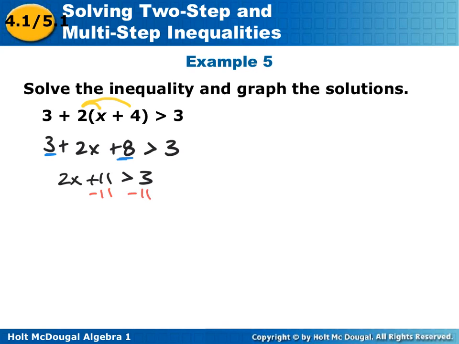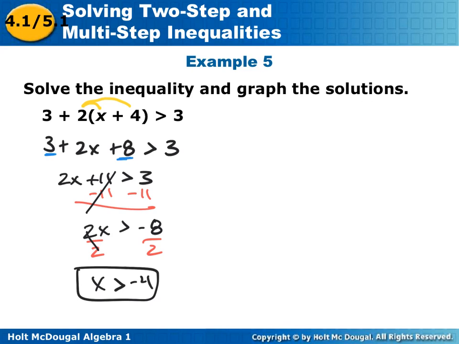Subtract 11 from both sides. 2x is greater than negative 8. Then we would divide by 2. The trick there is remembering you are dividing by a positive number, so you do not flip the inequality. So negative 8 divided by 2 is negative 4. So x is greater than negative 4.